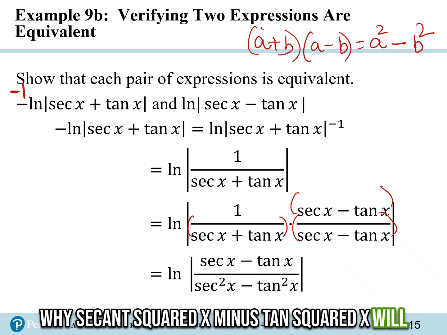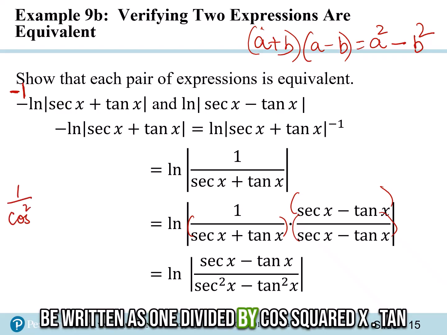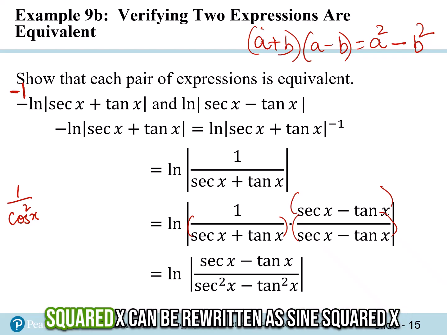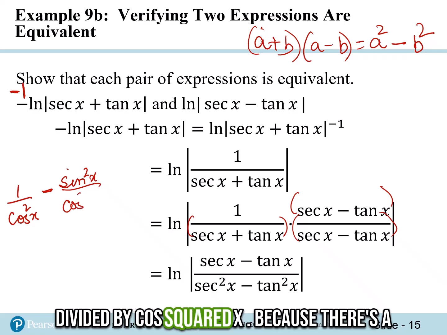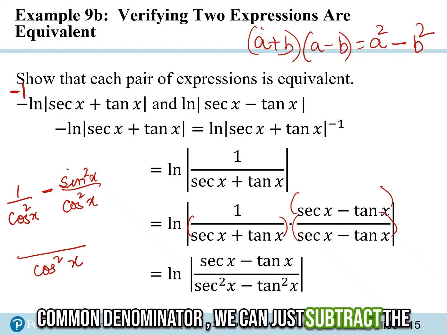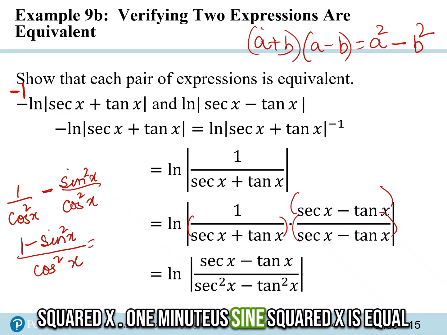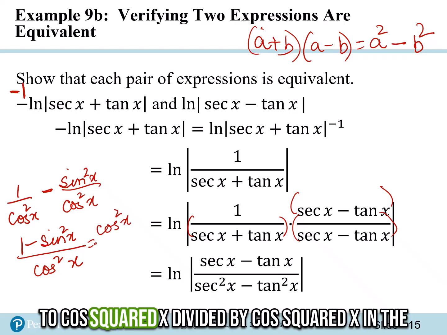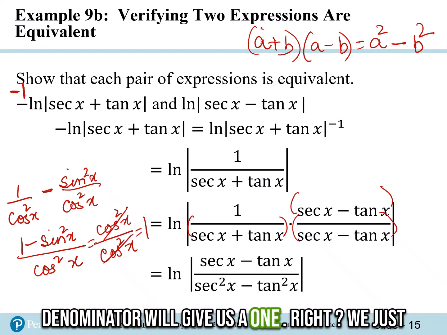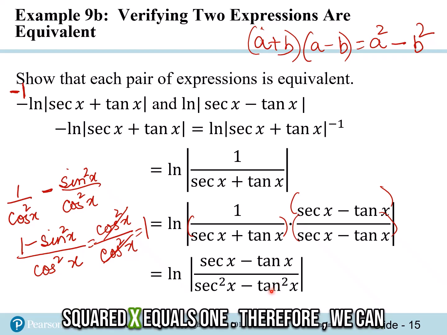tan squared x will be equal to 1, because secant squared x can be written as 1 divided by cos squared x. Tan squared x can be rewritten as sine squared x divided by cos squared x. Because there's a common denominator, we can just subtract the numerators: 1 minus sine squared x. 1 minus sine squared x is equal to cos squared x, and cos squared x divided by cos squared x in the denominator will give us a 1. Right? We just verified that secant squared x minus tan squared x equals 1.